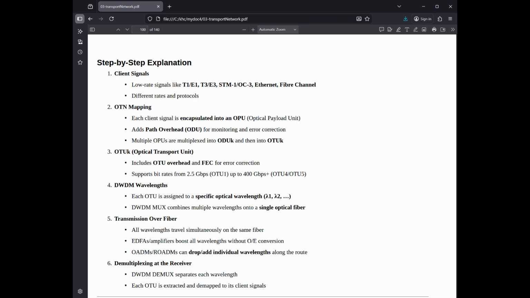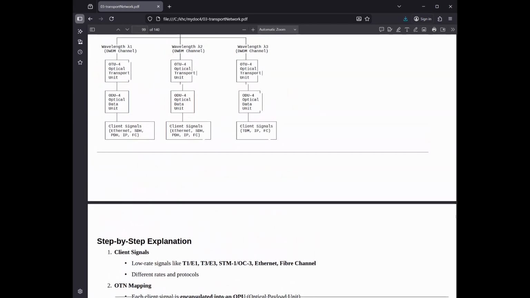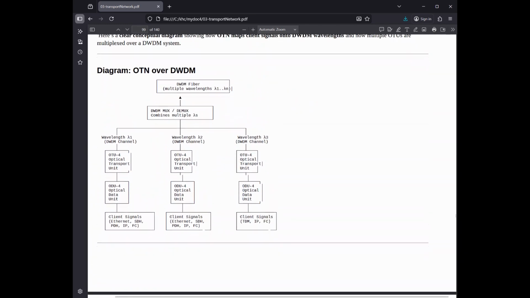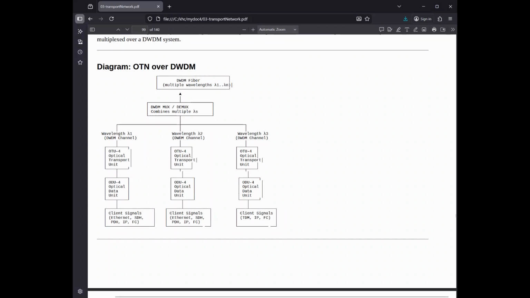Step 2, OPU to ODU, optical data unit: path overhead is added. This allows the network to monitor the signal from end to end, source to destination, for errors and performance. Step 3, ODU to OTU, optical transport unit: section overhead and forward error correction, FEC, are added. This is the final digital frame, ready to be converted into a specific colored laser frequency.